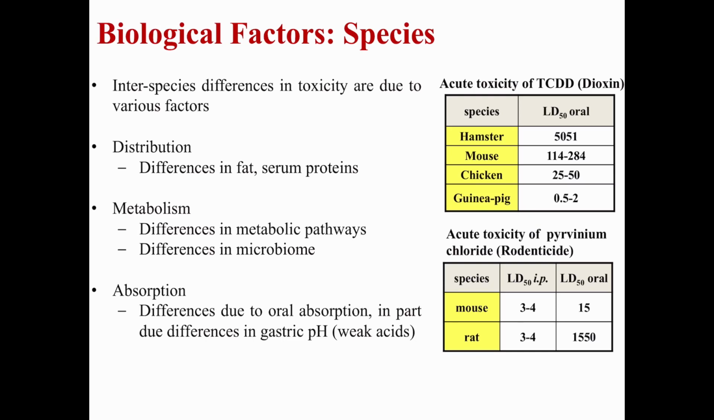Interspecies differences in toxicity are due to various factors. They can be due to things like distribution, as there may be differences in the amount of fat, or serum proteins, or types of serum proteins. It could be due to metabolism, due to differences in the metabolic pathways, or differences in the microbiome, which can help in transformation in the gut, for example. It could be due to absorption, in part due to differences in gastric pH, and this would be particularly relevant to weak acids.